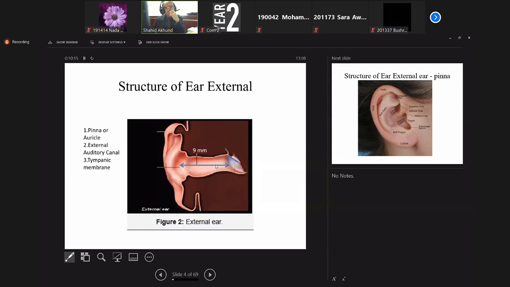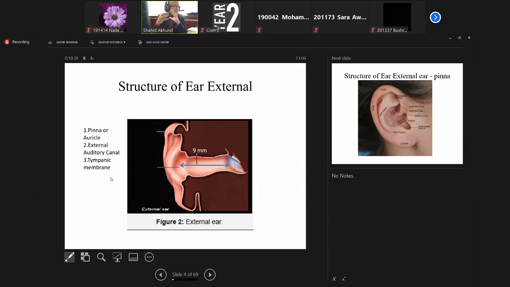You can see that at this point it is slightly narrow. So this narrow part is called the isthmus of the external auditory canal. Now the innermost limit of this external auditory canal is this membrane, which you call the tympanic membrane. Now, the tympanic membrane is the one which is receiving the sound waves. It's like the drum of your speaker or a woofer.